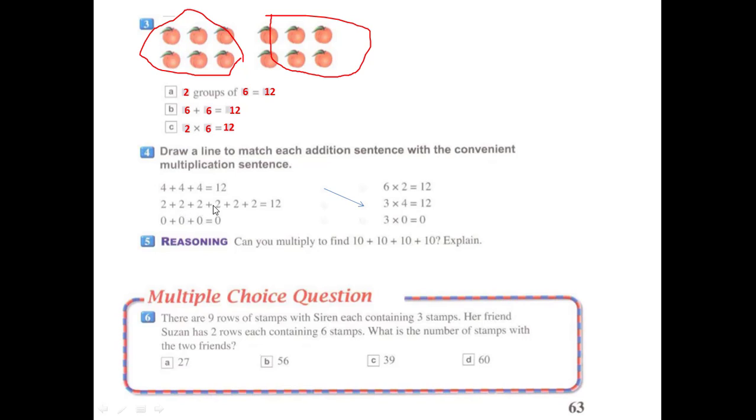2, 2, 2, 2, 2, 2. How many 2s do you have? 6 twos. 6 times 2 is equal to 12. 2 plus 2 plus 2 plus 2 plus 2 plus 2 is equal to 12 too. So I'm going to match this one for the first one of the second column, okay? 0 plus 0 plus 0 is equal to 0. That means you have 3 zeros, and 3 times 0 is equal to 0.